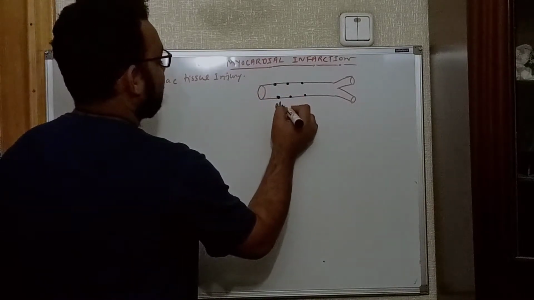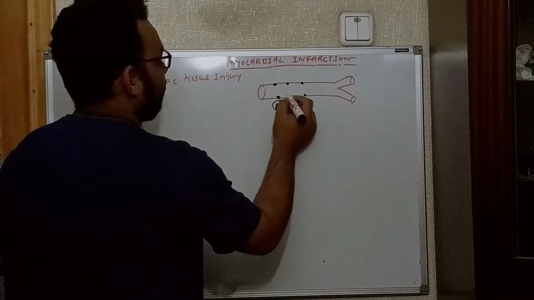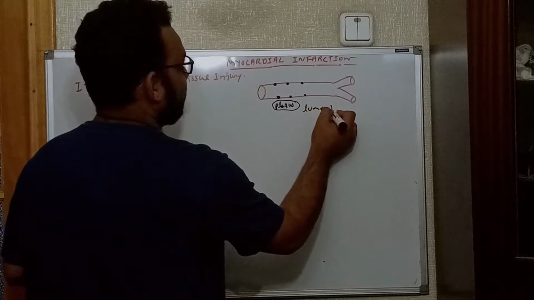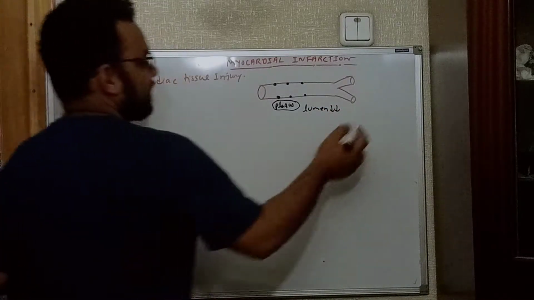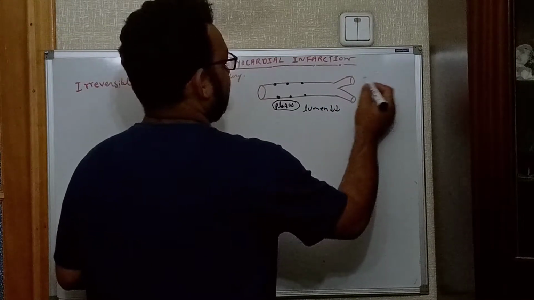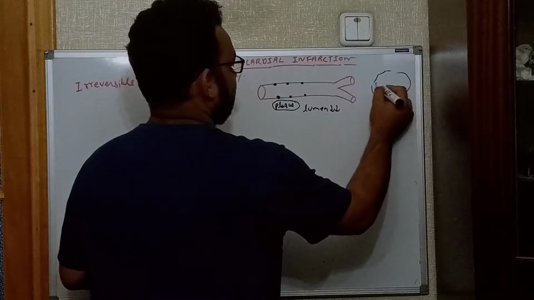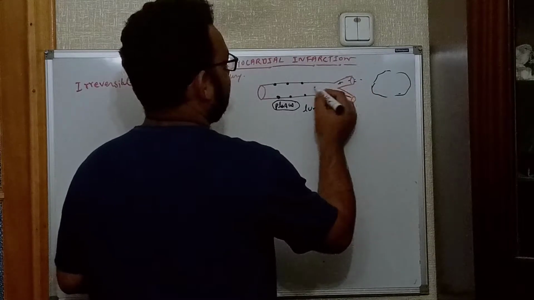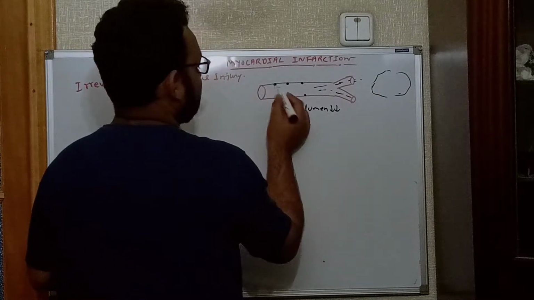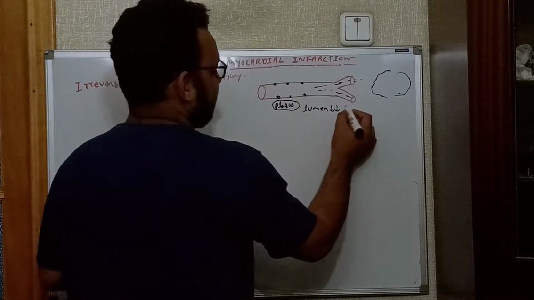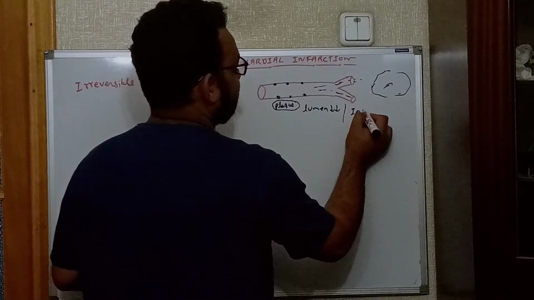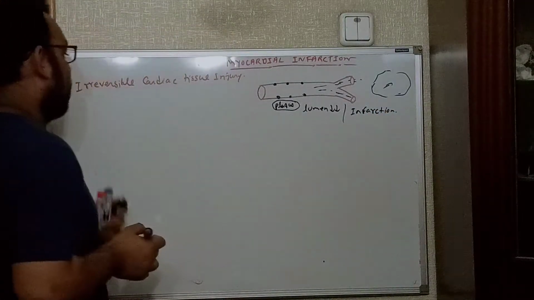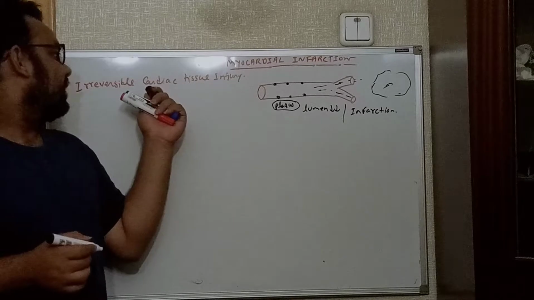Whenever you see this plaque, as a result we'll see the lumen become narrow. So, for example, if there is an organ, a sufficient amount of blood will not be able to reach over here. These regions will also get infarcted along with this part. Infarction, we can say. So this is the very basic term: irreversible cardiac injury.